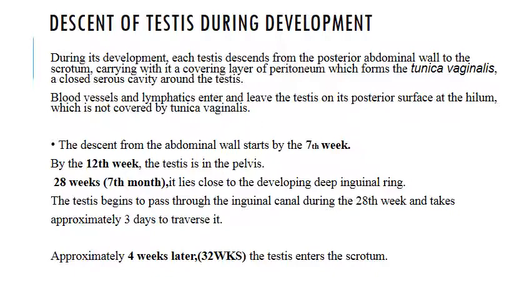So during the development stage, that is in the fetal life, there is a process called descent of testis. First the testis is abdominal, then it comes to the pelvis, then it traverses the inguinal canal and finally reaches the scrotum along with a covering around it called the tunica vaginalis. Failure of descent of testis is called cryptorchidism.